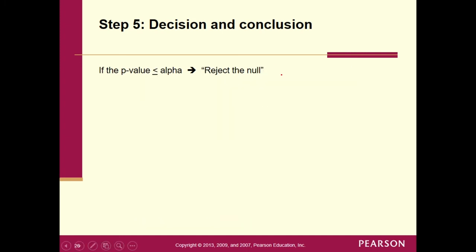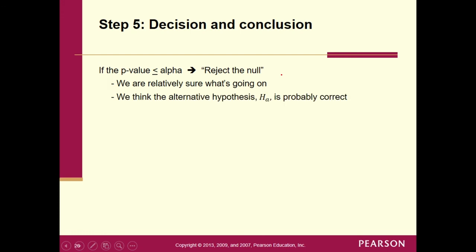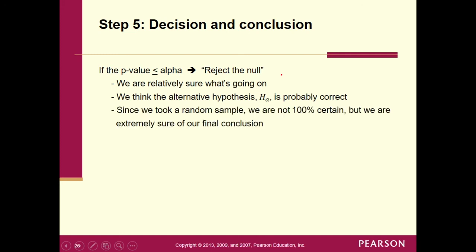Let's summarize. If the p-value is less than or equal to alpha, we would say reject the null hypothesis. What that means is that we're relatively sure what's going on. We think that the alternative hypothesis is probably correct. And you can literally say, go ahead and accept the alternative in that situation. Since we took a random sample, we are not 100% certain, but we are extremely sure of our final conclusion. The random sample produced statistically significant results. So when you reject the null, we like what's in the alternative, and we have statistically significant results.